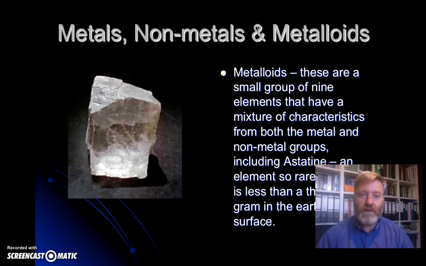And in between the metals and non-metals are a small group of things called the metalloids. Sometimes they're a little bit metal-like, sometimes a little bit non-metal-like, but they're not both. And apparently, one of those fun facts, a thing called astatine is so rare they reckon there's only a third of a gram in the Earth's surface. Don't ask me how they made that calculation, but apparently that's what they suggest.